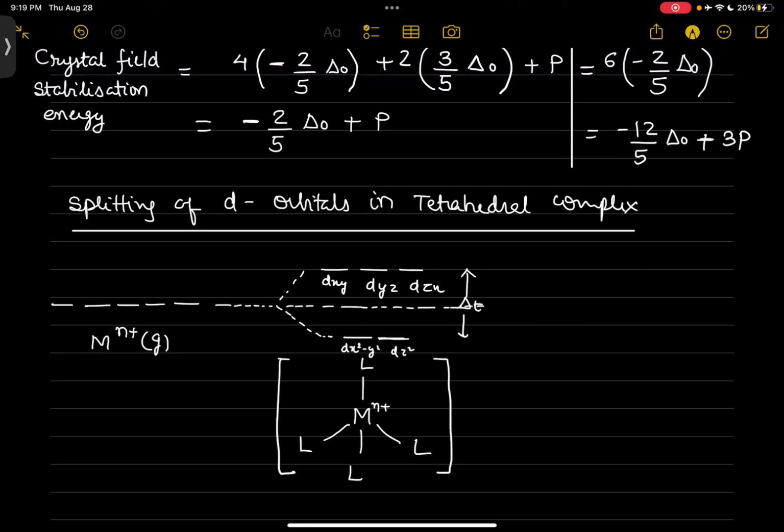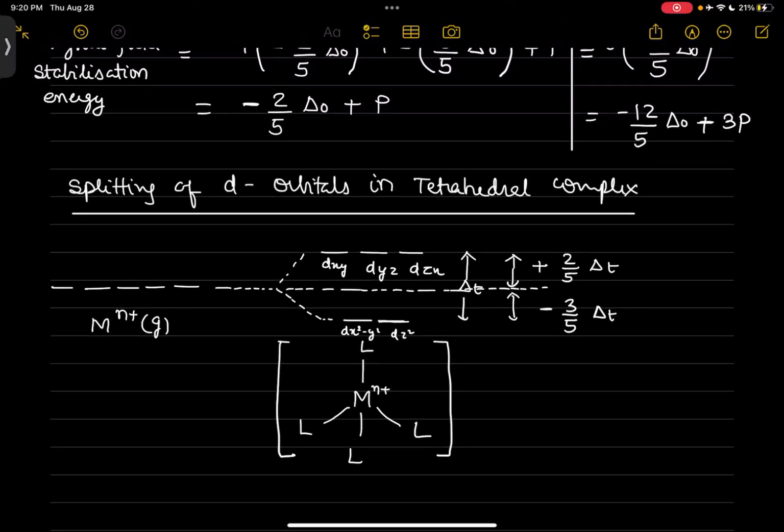If you try to compare the increase in energy of the dxy, dyz, there are 3 orbitals, so the increase is 2 by 5. If there are 3, it is 2 by 5 delta t. Delta is a gap, t is the tetrahedral, and this is minus 3 by 5. This you need to remember. Is it clear? Yes, sir. So it is reverse actually.